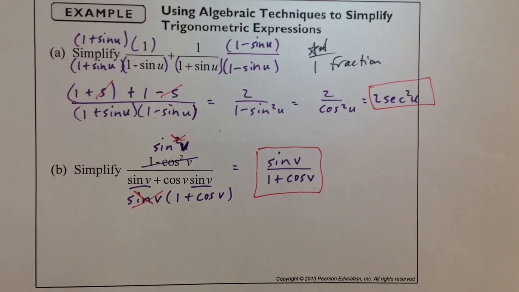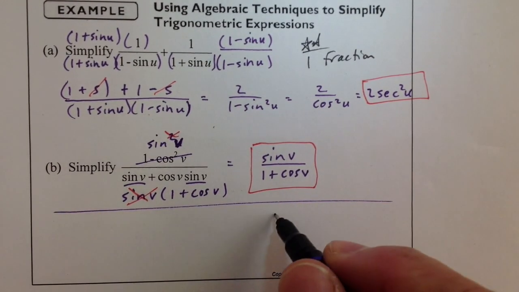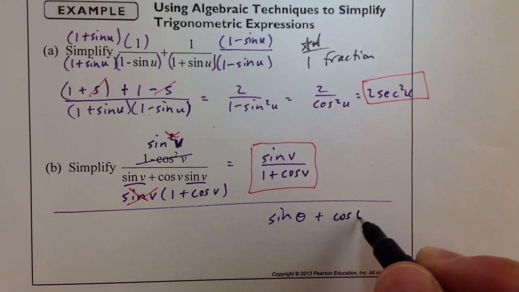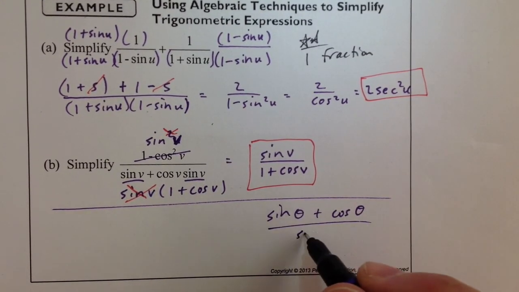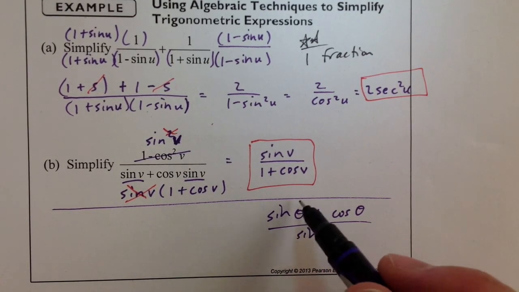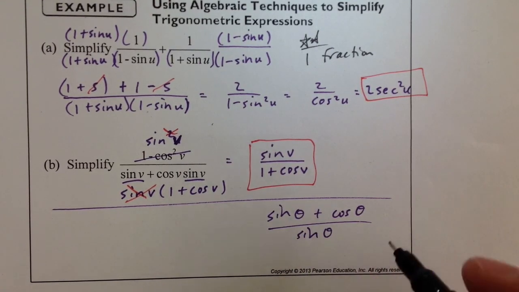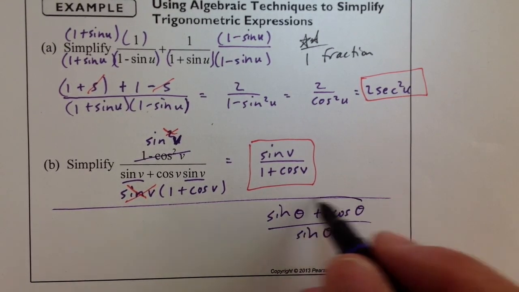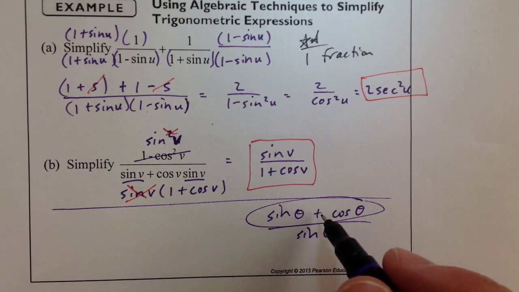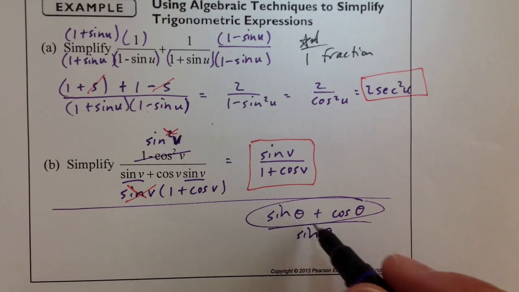Be really careful because students tend to do things like this. They tend to see sine of theta, let's say, plus cosine of theta over sine of theta. Your eyes see this and your brain wants to just cancel those sines, but you can't do that, because the plus sign in between prevents you from being able to cancel one of those terms in the numerator.